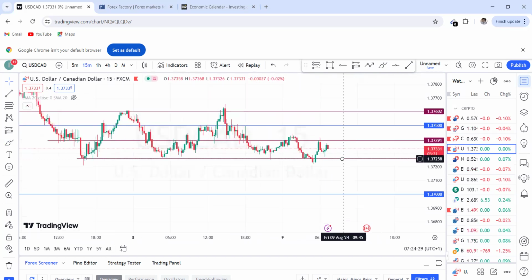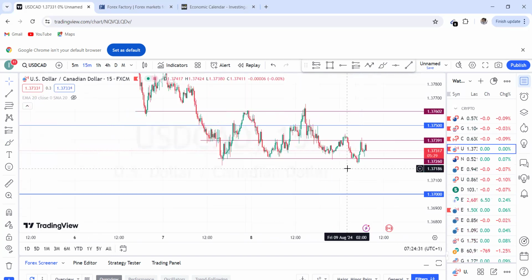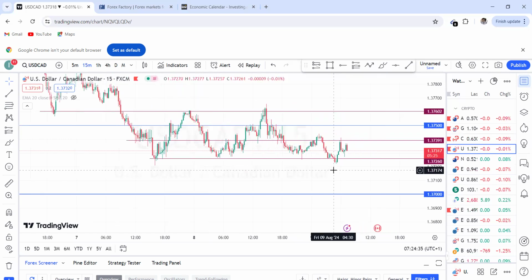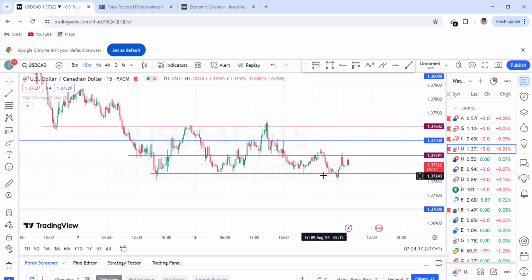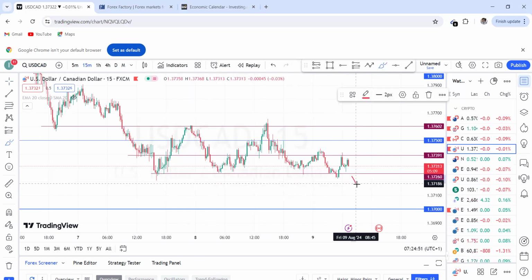So today, trade ideas for today, 9th of August. This USDCAD is part of my trade ideas for today, and I'm still looking at selling this pair. This having been holding for a long time, any cross of this and retest of it, there's going to be a massive drop here.